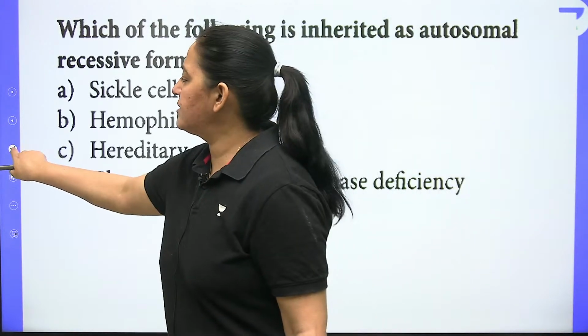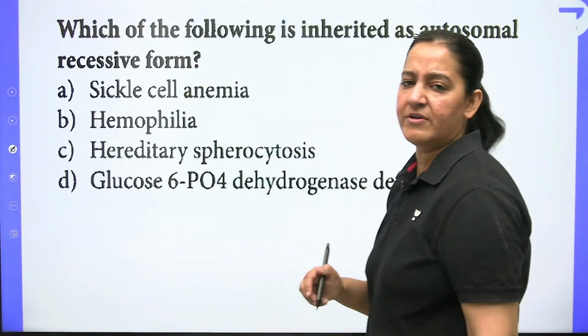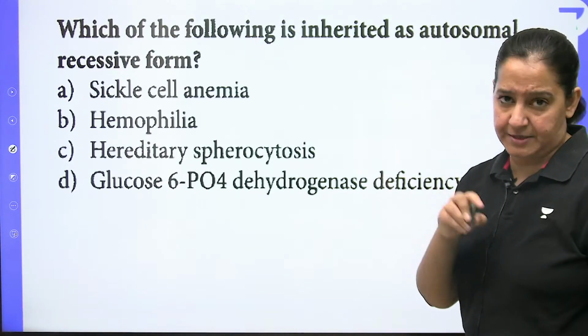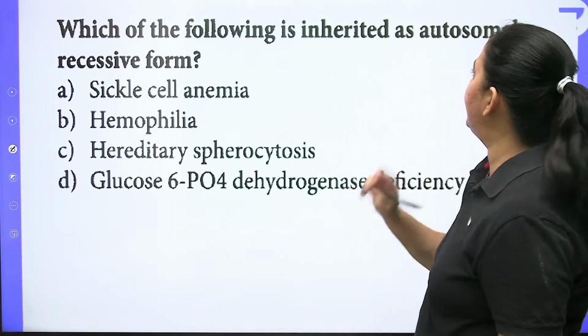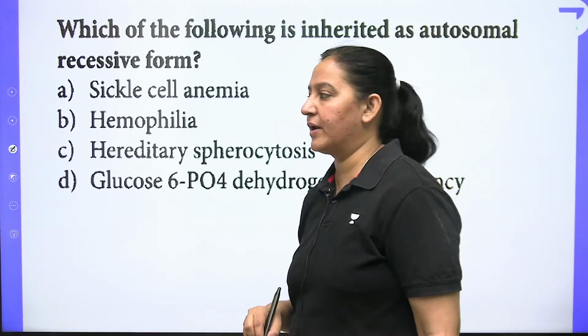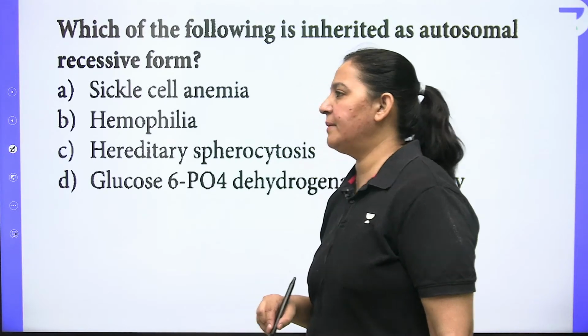Apply the mnemonic. What is the mnemonic for autosomal recessive trait? So A, B, C, D, E, F, G, H, S, P, W. So what is coming from these? What is coming in this mnemonic? Who will tell me the correct answer?